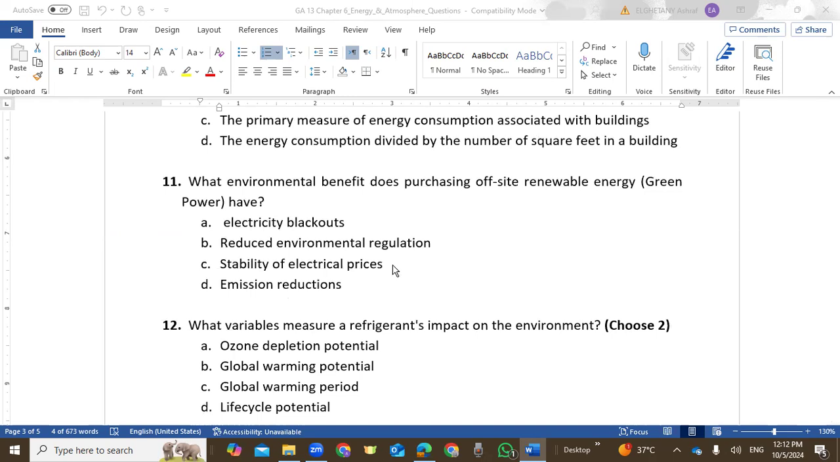Say D. What is the environmental benefit of purchasing off-site renewable energy, meaning green power? I told you on-site, off-site, and so on, green power, and you become a master of this. Emission reduction, stability, electricity blackout, reduced environmental regulation. Of course, it is emission reduction. Yes, that's right.